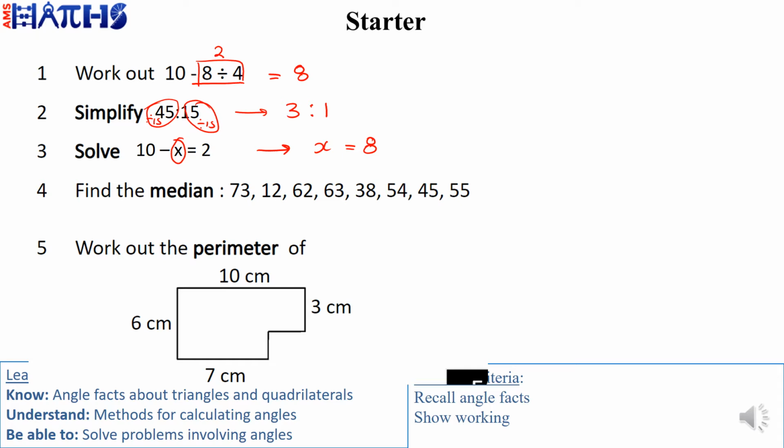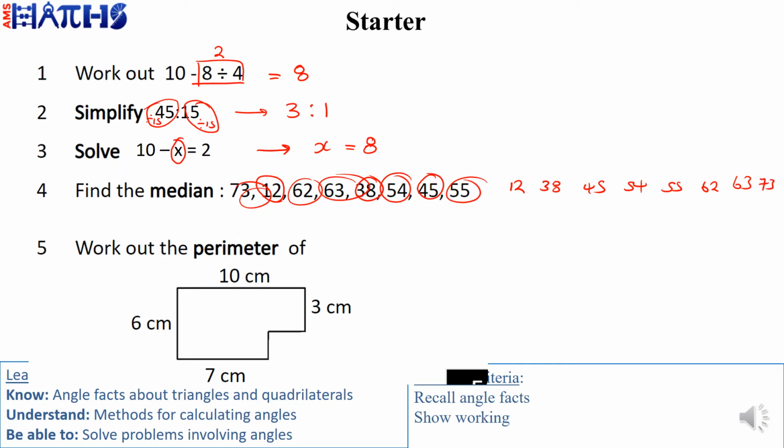For number 4 it says that we need to find the median of the list of numbers, and remember that median is the middle number when the numbers are in order. So our first number 12, then 38, then 45, then 54, then 55, then 62, then 63, then 73.